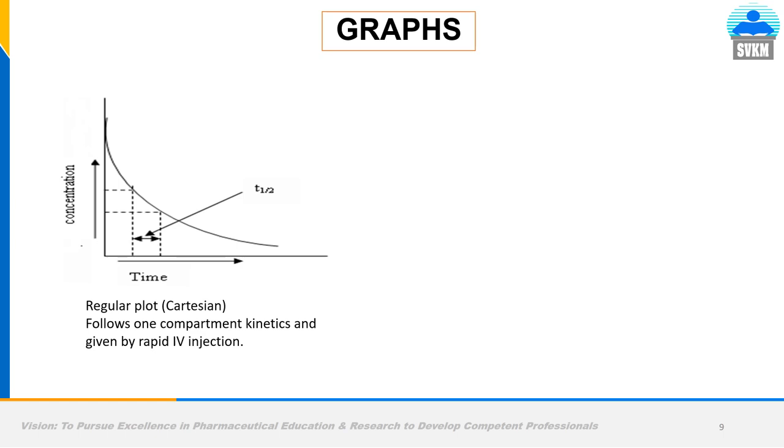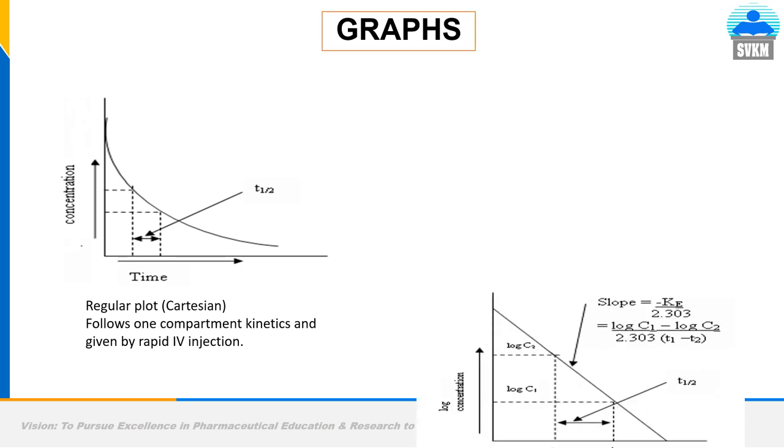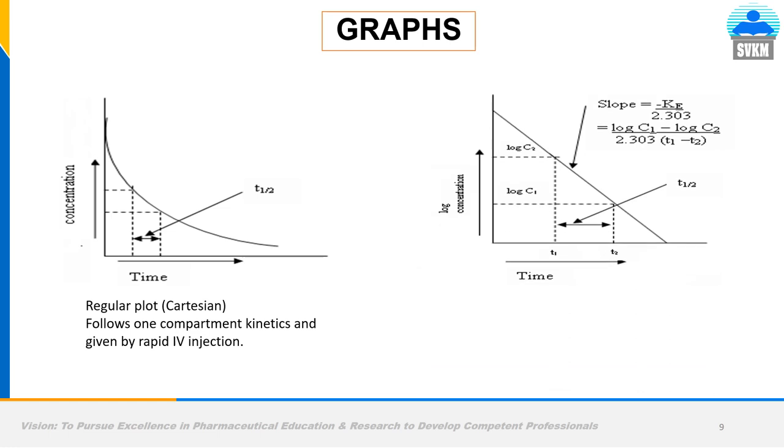Practically you will observe some curve. With this curve, it is difficult to determine the slope. That's why we apply the log, and this curve will convert into the form of a straight line. Then you will get the semilogarithmic plot for the rate of elimination in the one compartment model. So the curve is converted into the form of a straight line by applying logarithm.